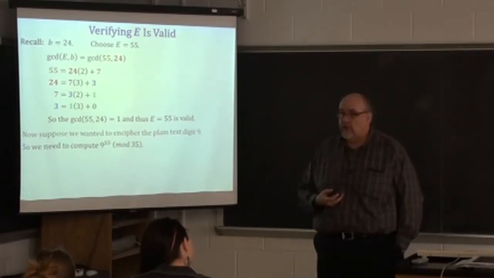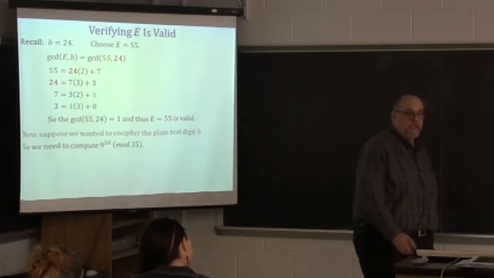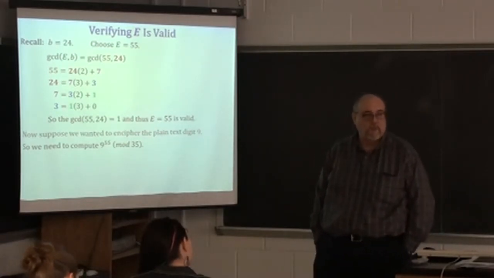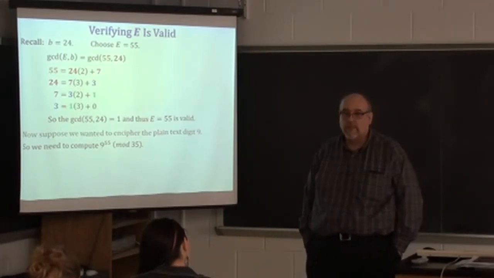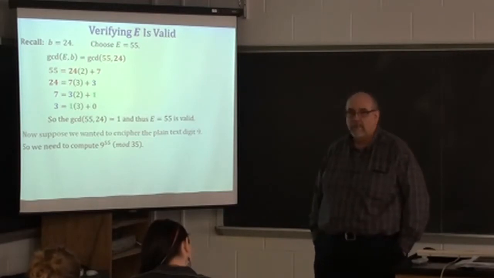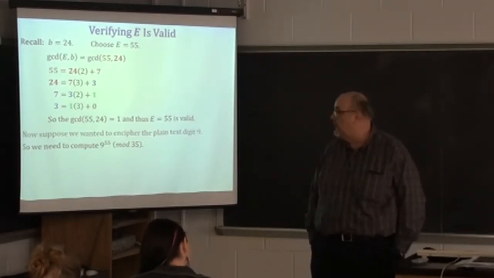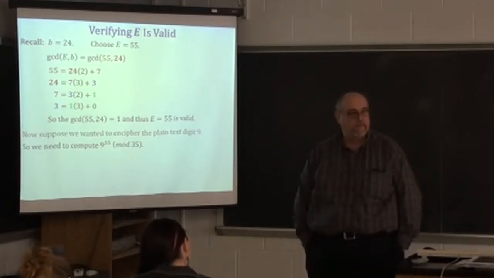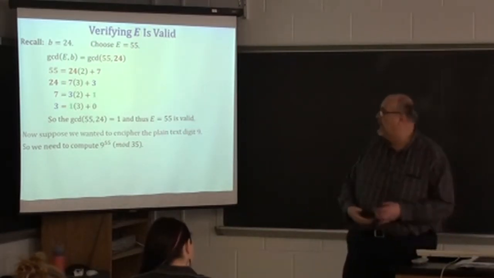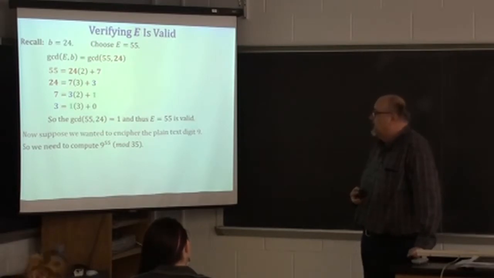And so what we need to do to code it, or to encipher it, is to what? Raise it to the 55th power and mod it by our n, which was 35. And I probably should have reminded you what n was. I didn't put that up there. Apologize for that.